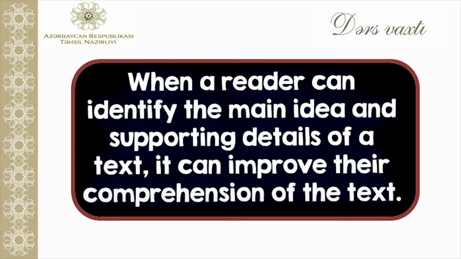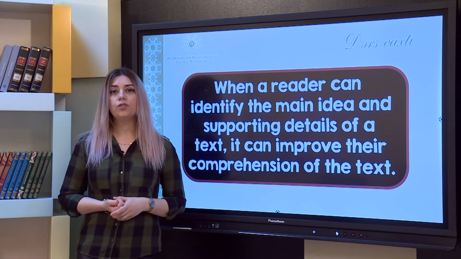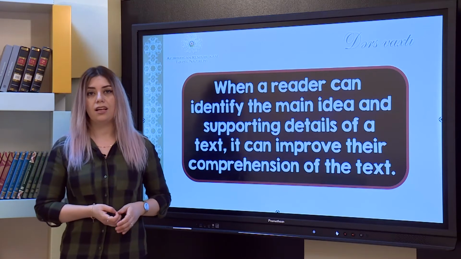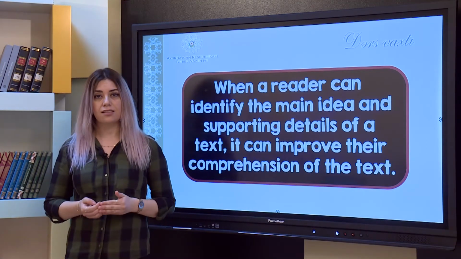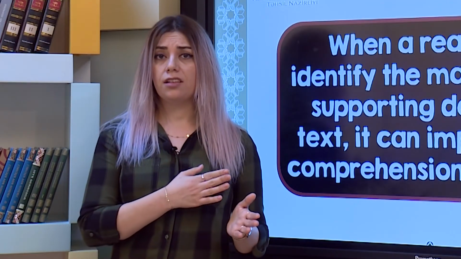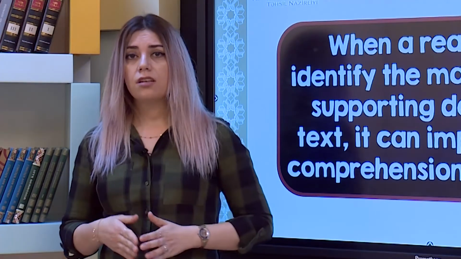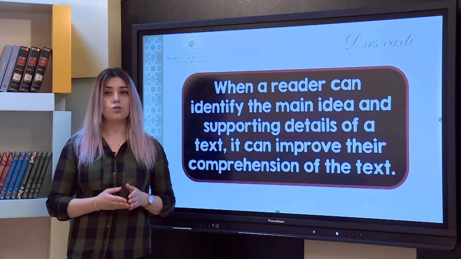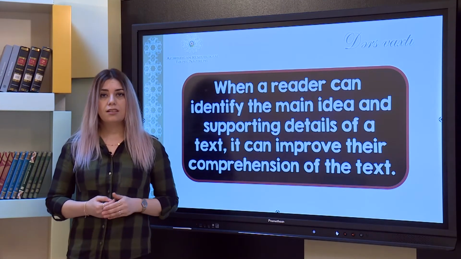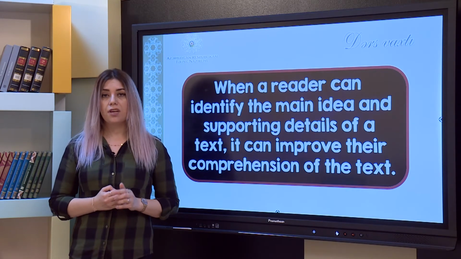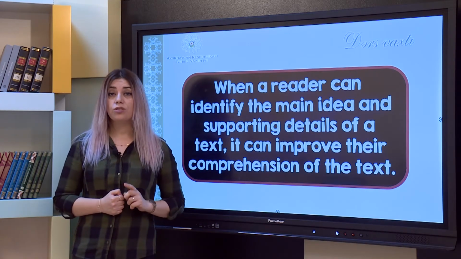When a reader can identify the main idea and supporting details of a text, it can improve their comprehension of the text. Yes, if you can identify the main idea and supporting details, it means that you can understand the text. You can identify the facts, examples, you can identify the main message of the writer. It means that you are fully understanding the text. This is a very important skill, so please don't disregard it.